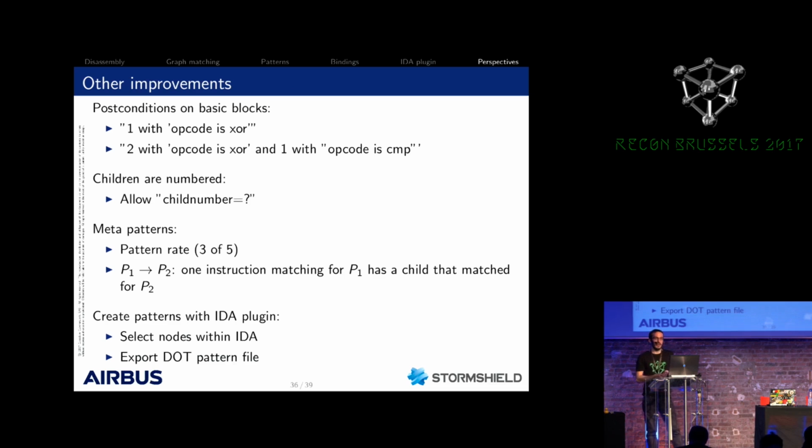The last point is that for now we constructed graphs manually by writing text files. It works, it's okay. When you're used to it, it's quite fast. But it would still be easier to be able to select nodes in IDA and then click export. It would generate a nice dot file with all the nodes and all the edges that you want. It will be much faster to create patterns.